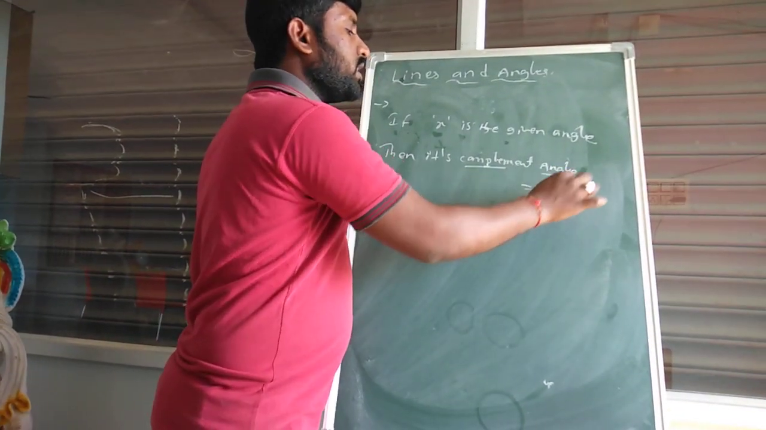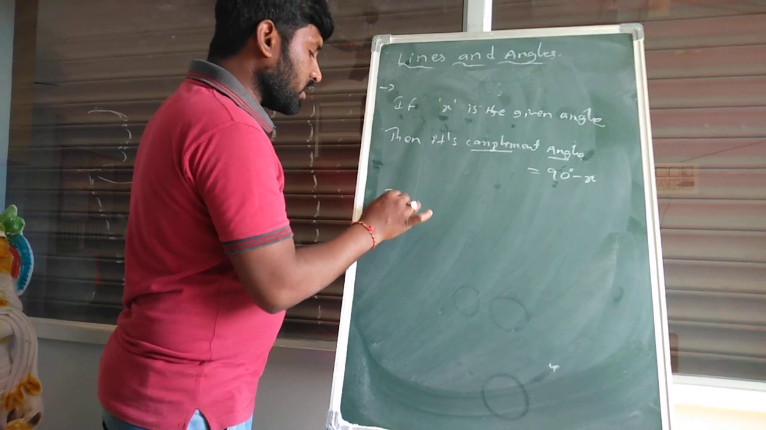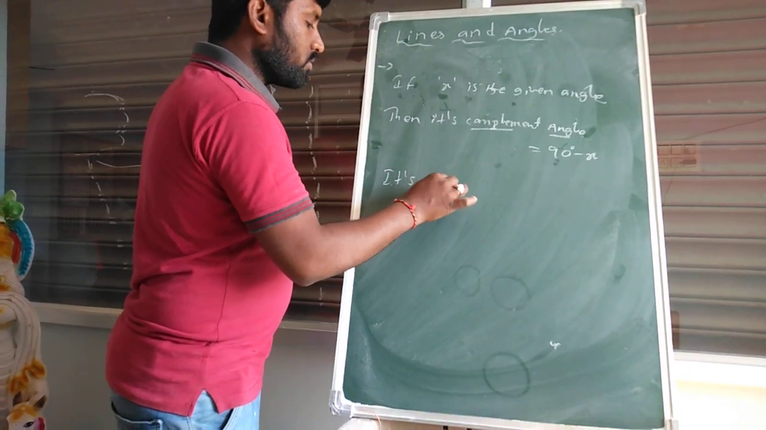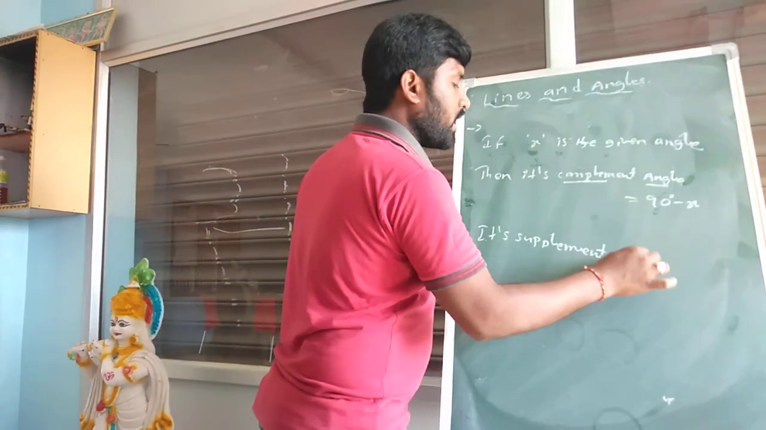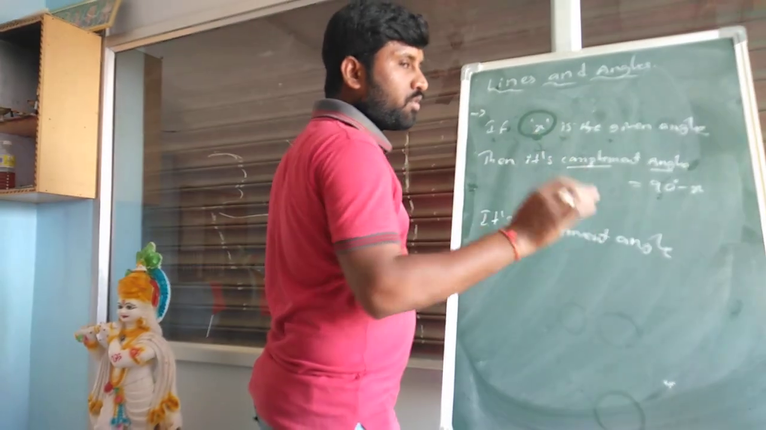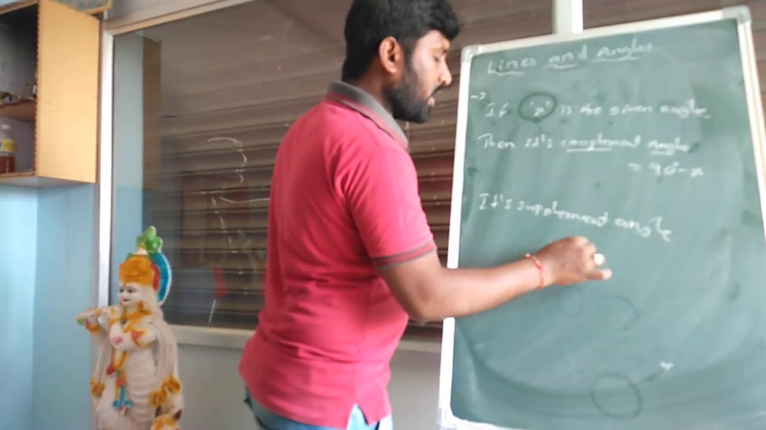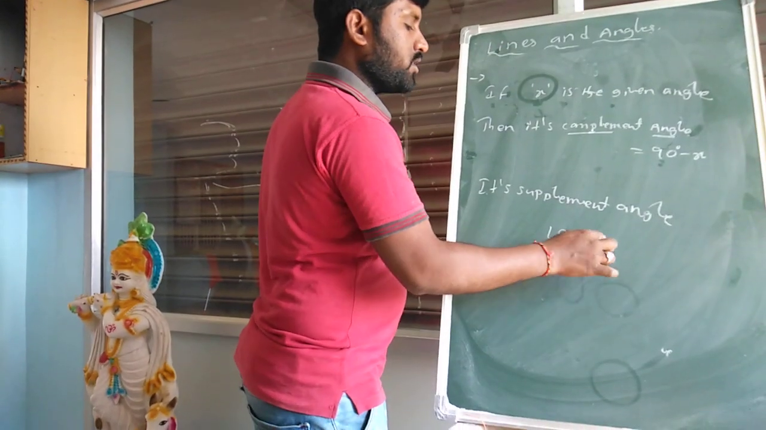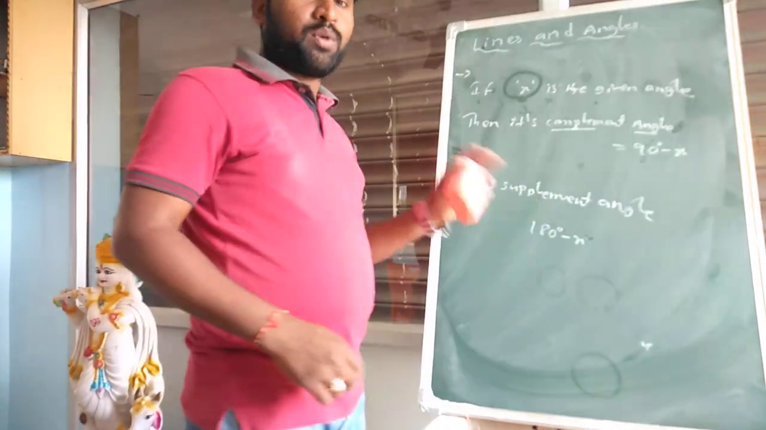The complement angle is 90 minus x degrees. And for the supplement angle, if the given angle is x degrees and you want its supplement angle, that is 180 minus x. Then you will get the required supplement angle.